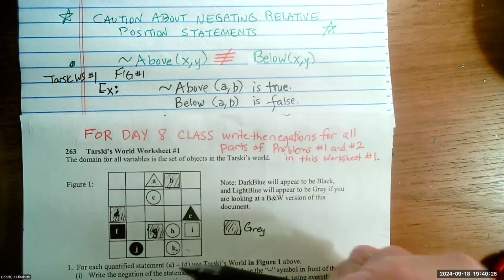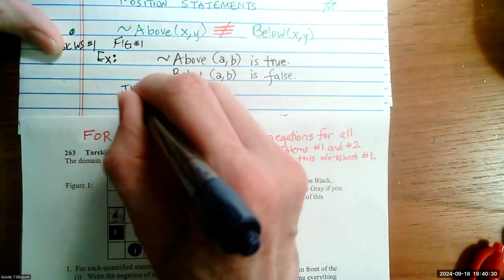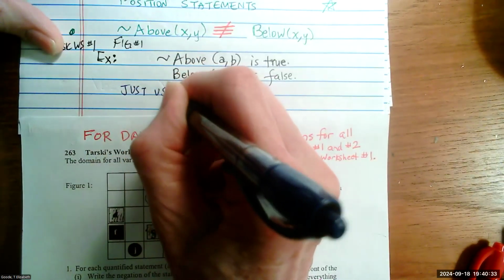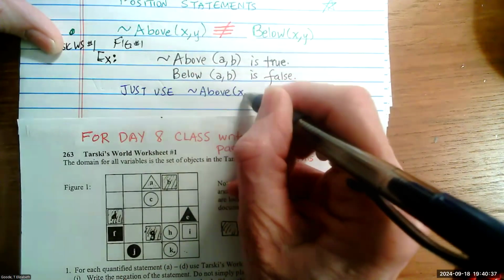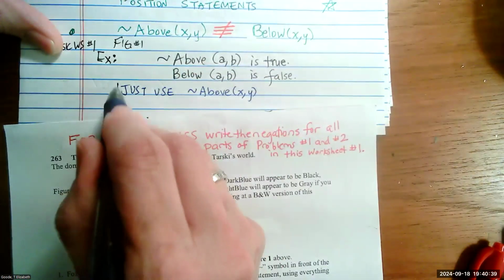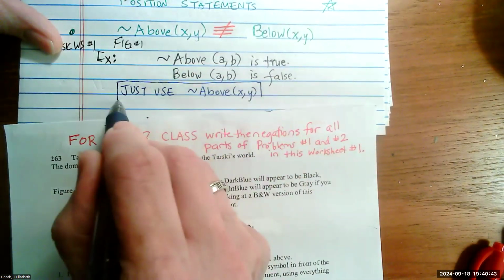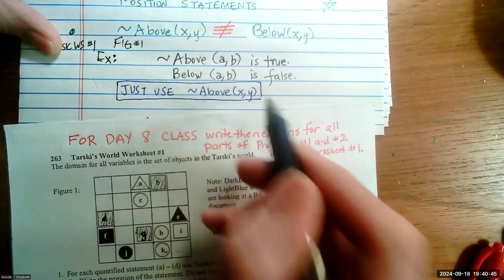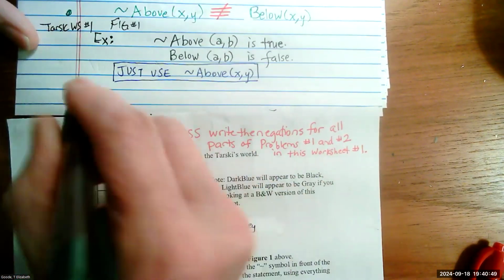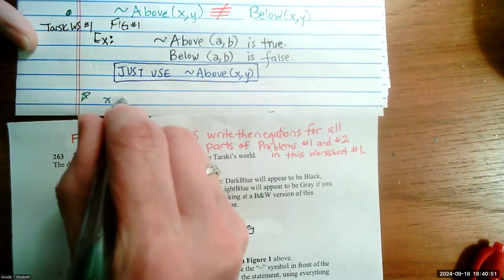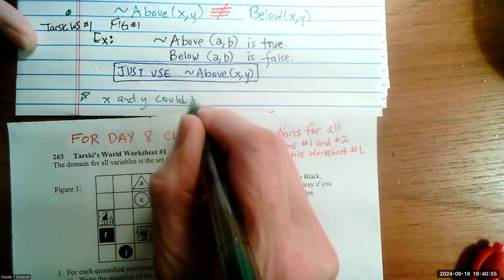It's not. So listen, the upshot here is just use not above XY. That's the takeaway here. Don't try to change not above XY to below XY. They are not logically equivalent. And the reason, of course, is that X and Y could be in the same row.